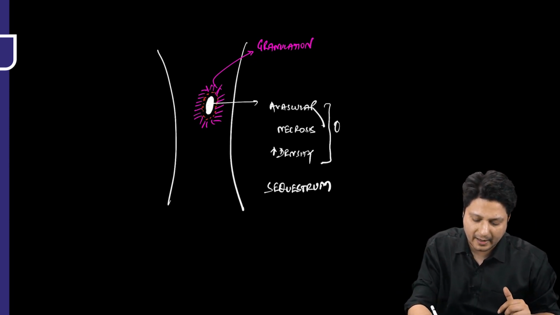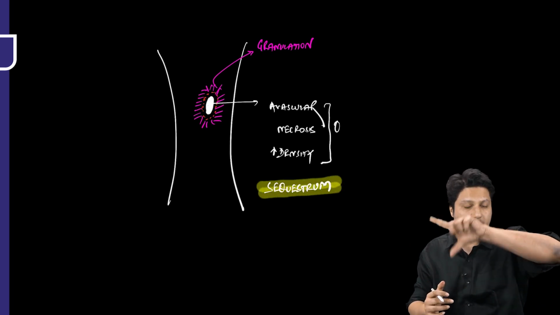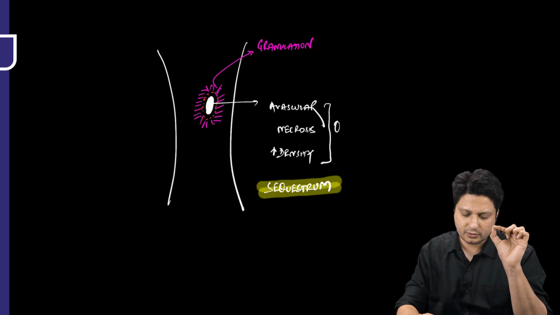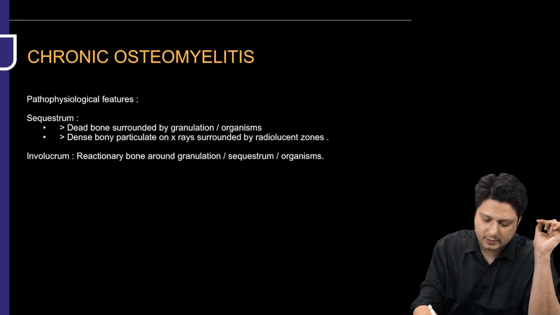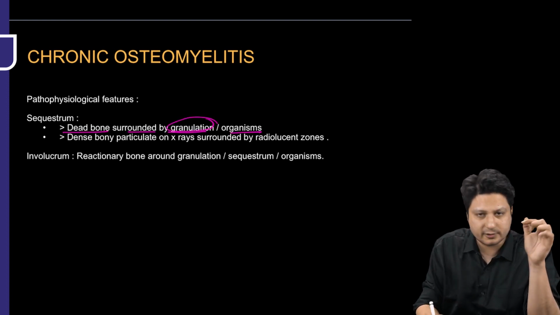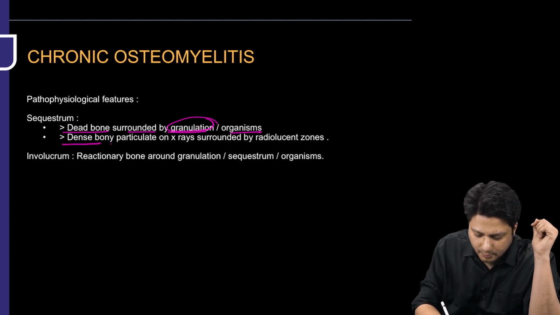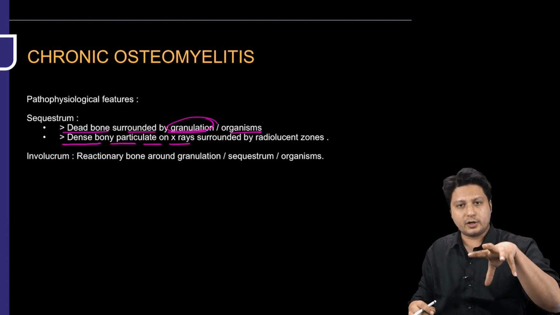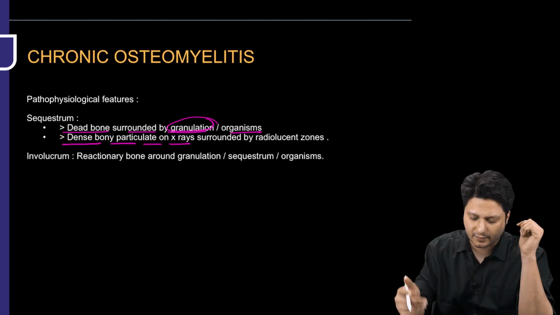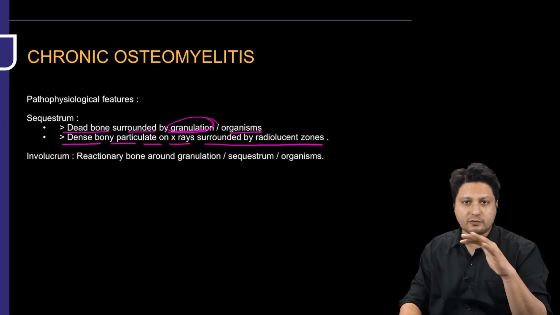So what is sequestrum actually? Sequestrum is a segment of the bone which is dead and it is surrounded by the organism along with the granulation. This is the definition of sequestrum: a dead bone surrounded by granulation or the organism. Now you came to know why it is surrounded by the organism and granulation. It shows an increased bony density on the X-ray, a greater density compared to the normal bony density because of the calcification in the necrosis, surrounded by a radiolucent zone. All right. So this is about the sequestrum.